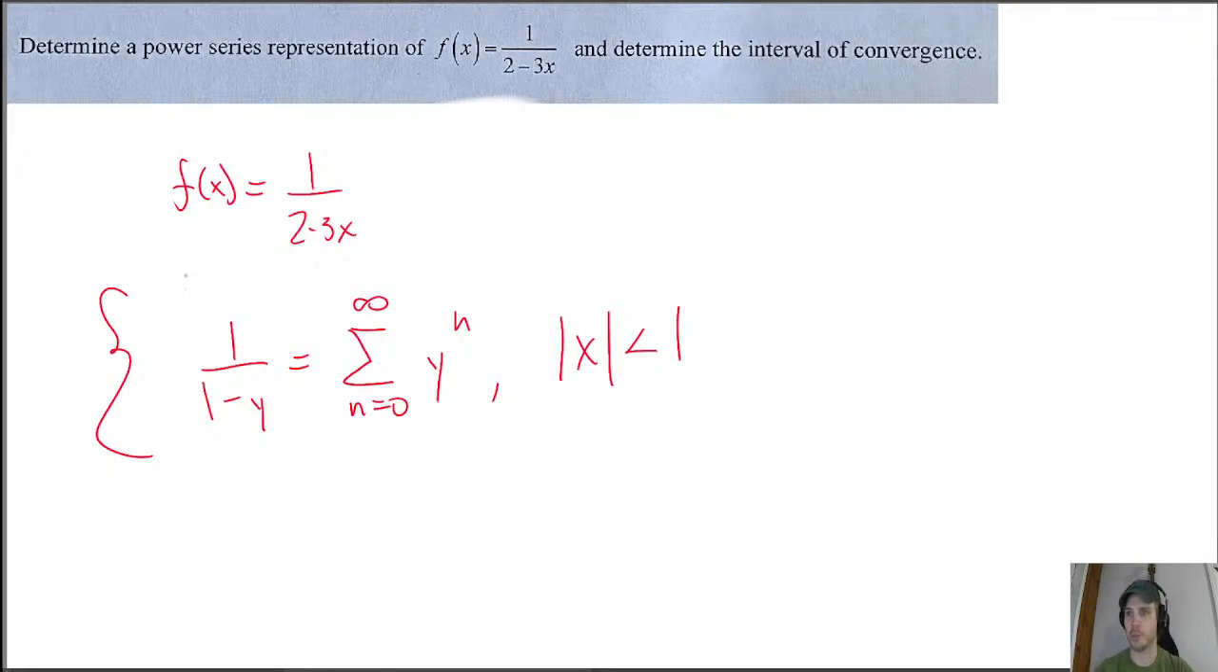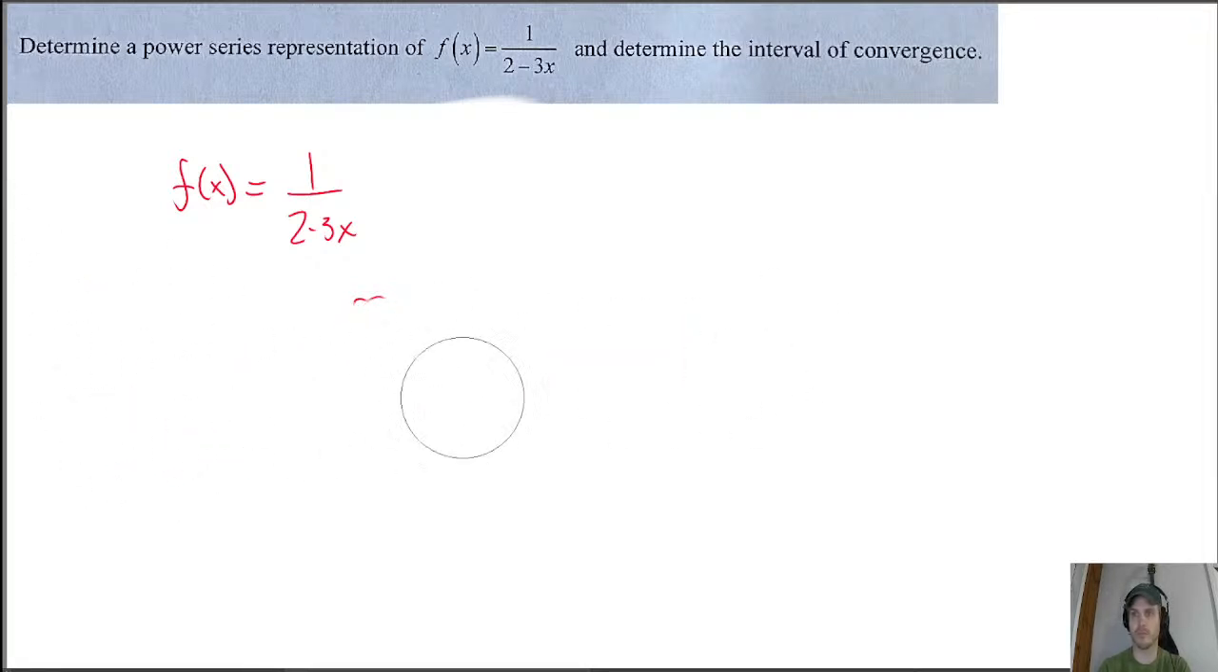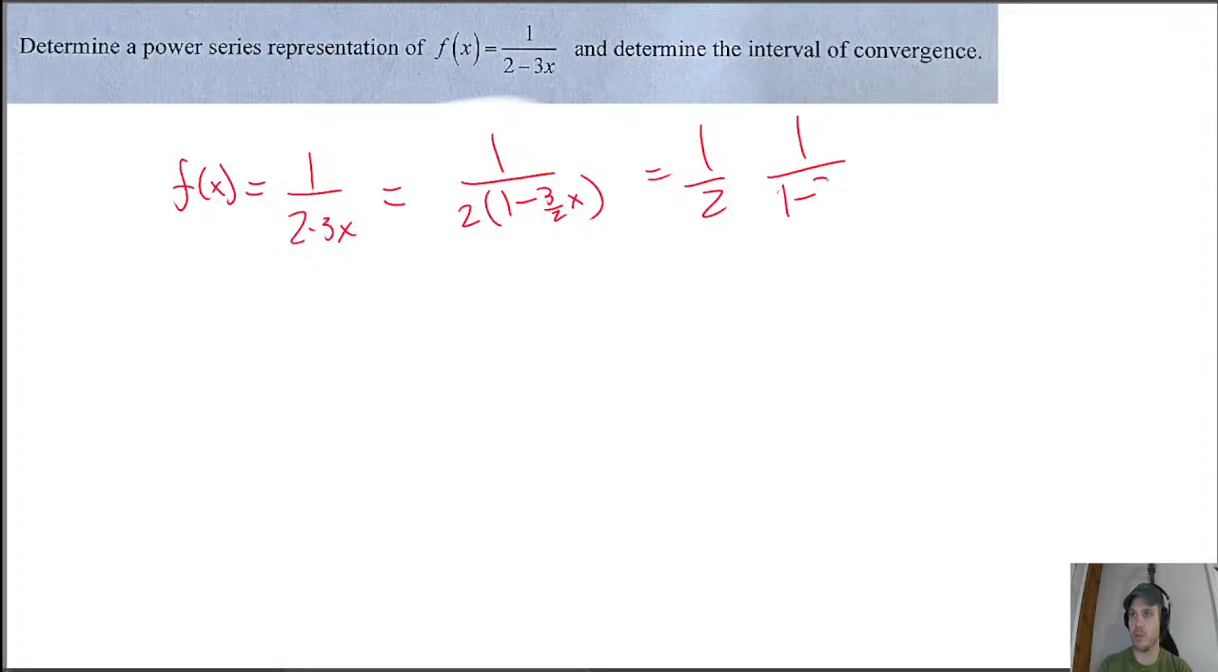Okay, this is all algebra tricks. So this is the same as 1 over 2 times 1 minus 3 halves x, which is the same as 1 half times 1 over 1 minus 3 halves x.